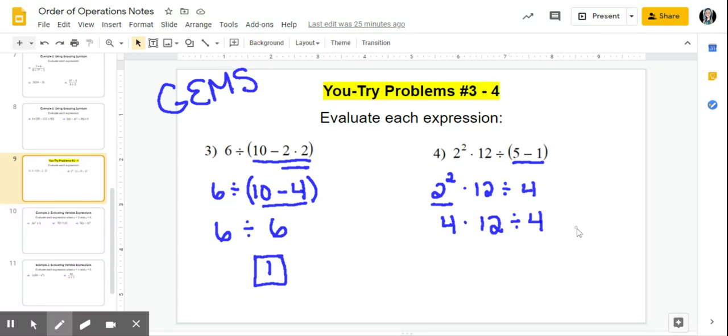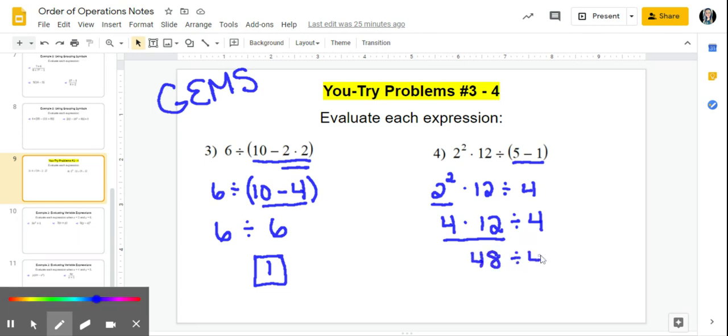What's the third step? I need to multiply. Remember, multiplication and division go together. It's whatever I see first. So the first thing I see is this 4 times 12. That gives me 48. What's the final answer? Final answer is 12.